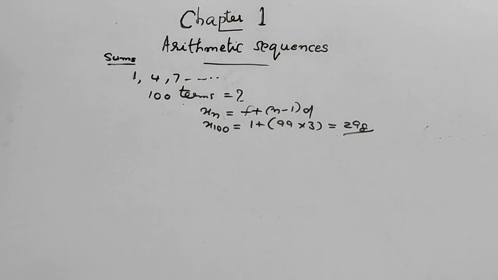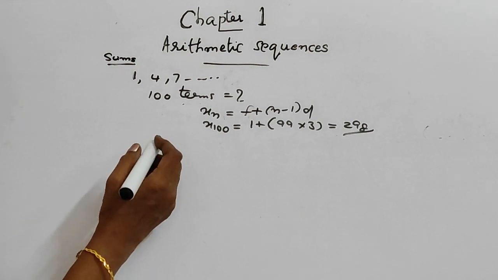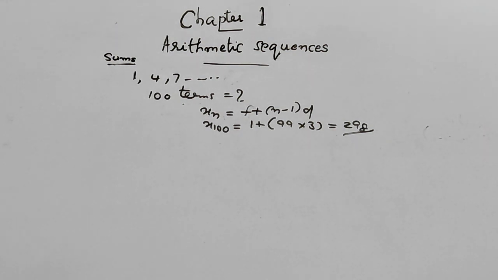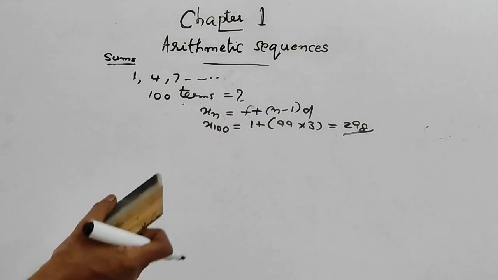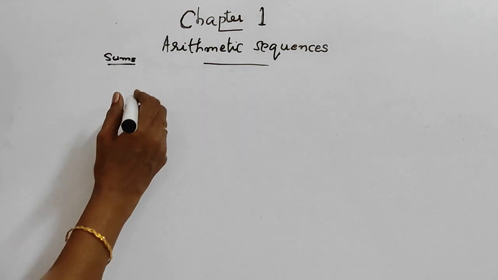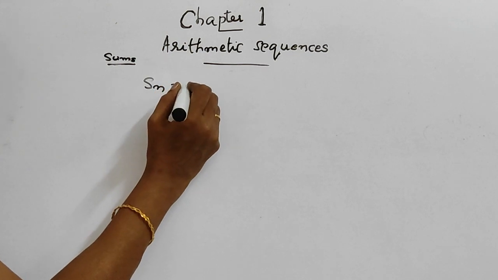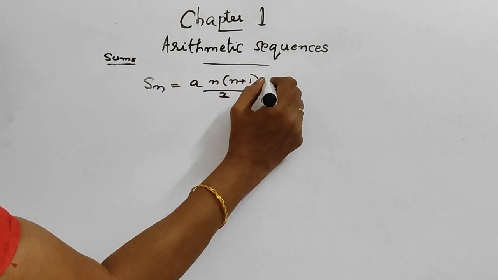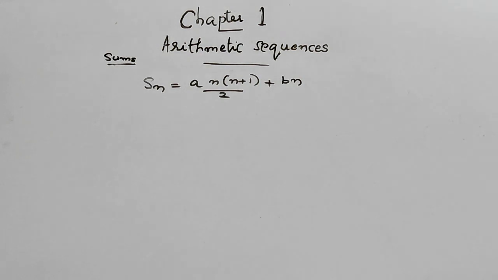The sum of first n terms of any arithmetic sequence has a definite algebraic form that we have studied earlier, a into n plus 1 by 2 plus bn. So the 100th term is 298. If a sequence is given, you can find any number of terms. Now the sum general form we have studied just now, Sn is equal to a into n plus 1 by 2 plus bn, or nb, you can say.